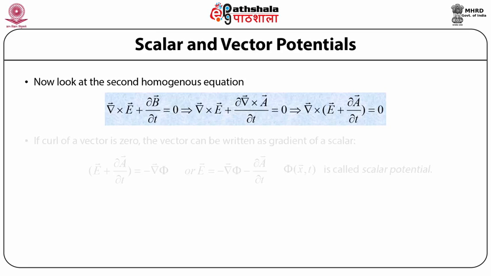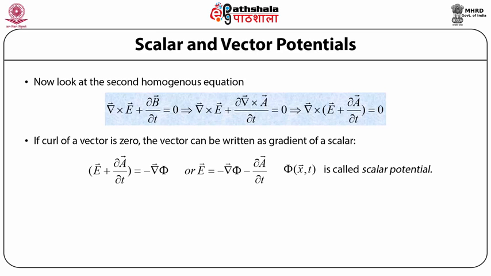Now we know that if the curl of a vector is 0, then that vector quantity can be written as the gradient of a scalar potential. So let us write the vector quantity E plus partial time derivative of the vector potential A as the gradient of a scalar function, which is given by minus of gradient of the scalar potential phi.